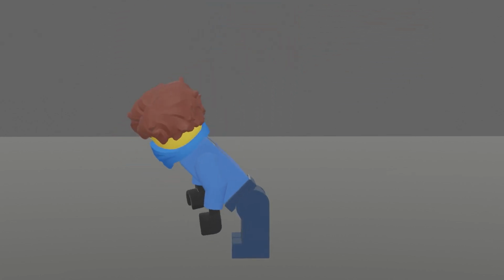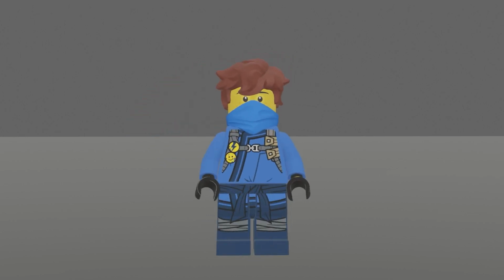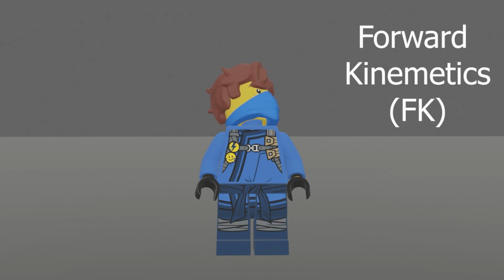So, when I have my character rig and I rotate the torso, it also moves the arms and subsequently the head, as they are children to the parent torso in the hierarchy. This is called forward kinematics.